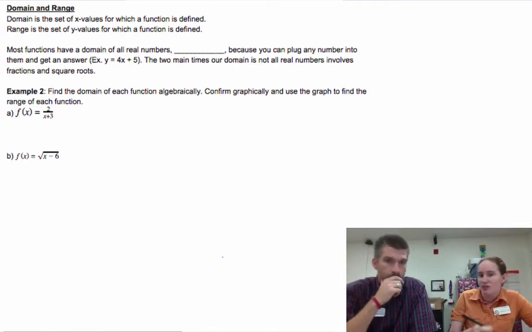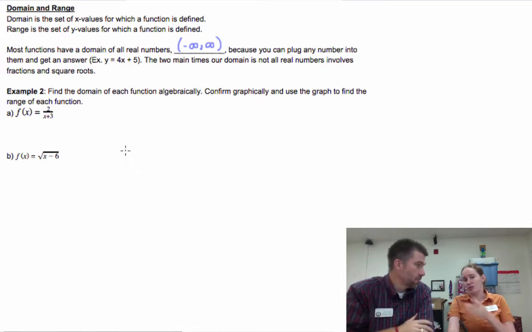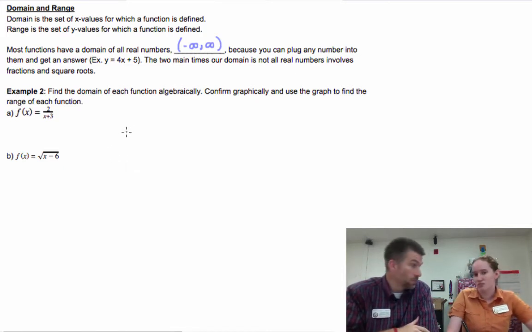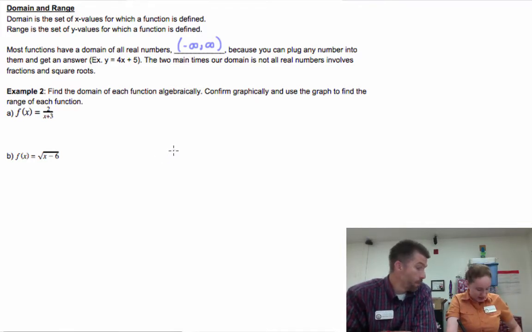Most functions have a domain of all real numbers, which we would put in interval notation as negative infinity to infinity. Interval notation is super handy, and it is the best way.